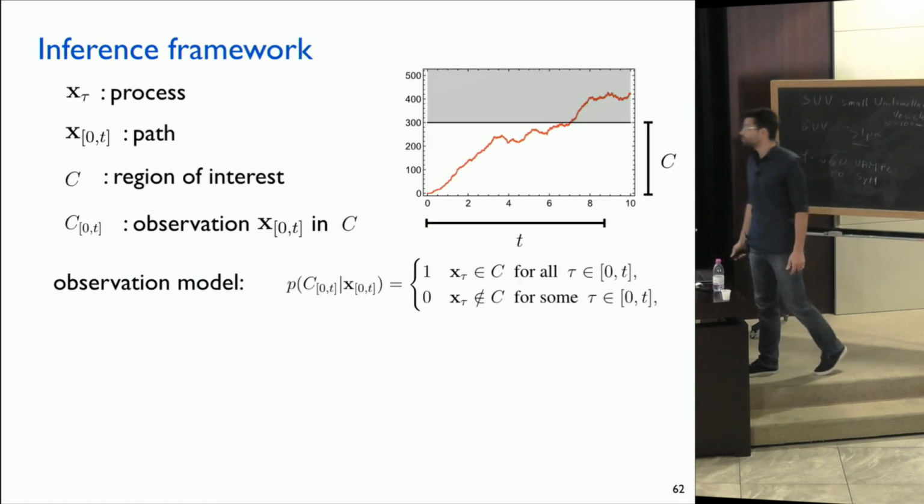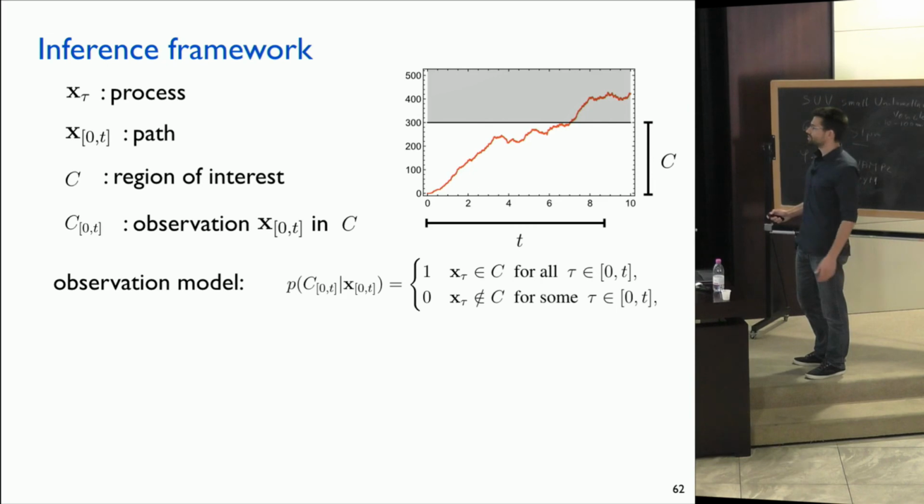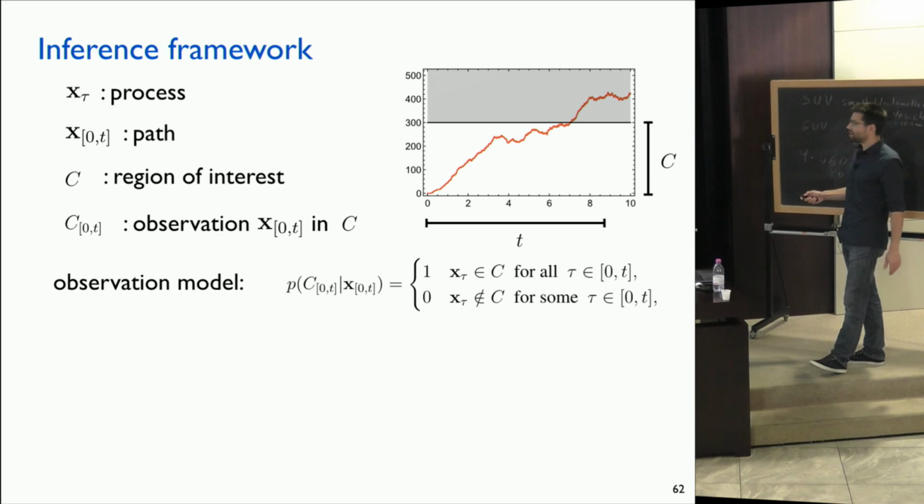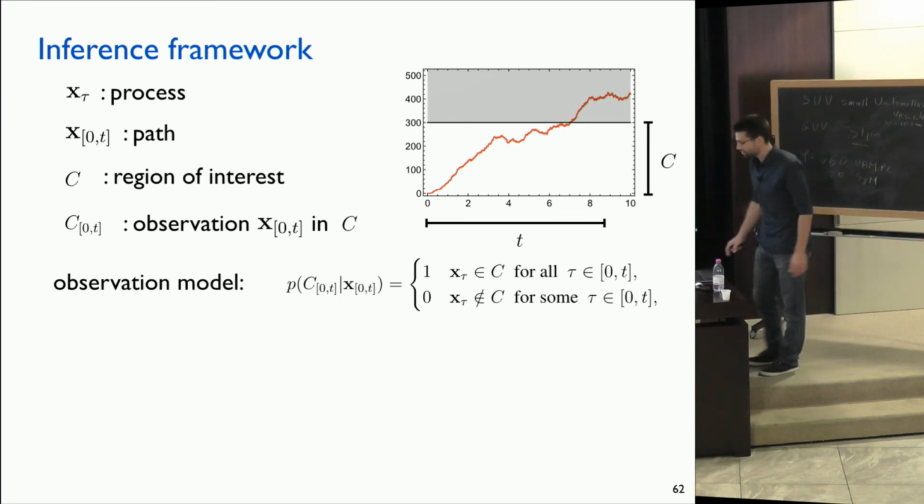Okay, let's introduce some notation. Let x(τ) be the process, and let this be the whole path over a time interval. Let's call C the region of interest, and we are interested in when we leave this region. Let this denote the binary observation that the whole path remained in this region C. Then the observation model is simply given by 1 when the whole path is in the region C, and 0 if it's not in C for the whole time. So simply such a binary observation.